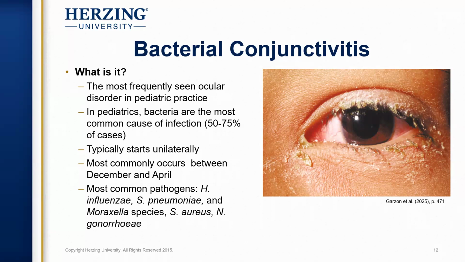Your kids who are going to be most at risk are definitely your daycare kiddos. Your most common pathogens that we'll see are H. flu, strep pneumoniae, Moraxella, I have a hard time saying that word, Moraxella species, Staph aureus, and then gonorrhea. I mentioned that we definitely see it in our preschoolers, daycare kids. You can also see it in neonates and sexually active teenagers. If you do see it in a neonate, you should culture.